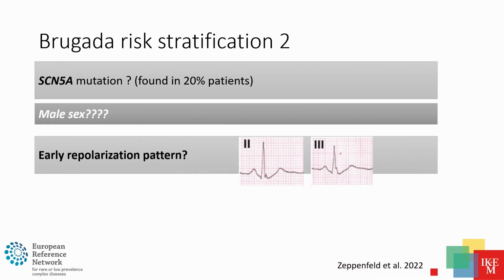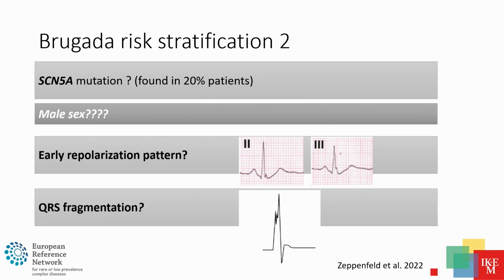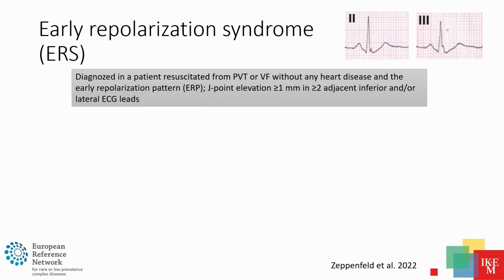And also, patients who have not only Brugada type morphology, but also an early repolarization pattern could be at higher risk of arrhythmia. And the same applies to patients who have QRS fragmentation on ECG. So all of these could be taken as additional risk factors if we think about implanting an ICD or event recorder in rather asymptomatic patients or first-degree relatives of our patients.